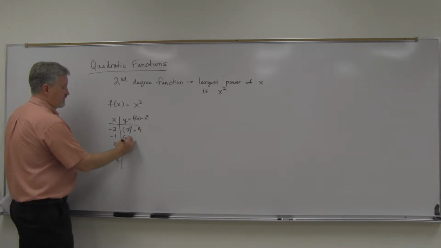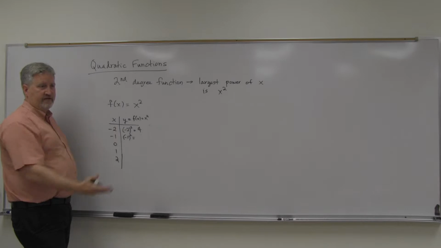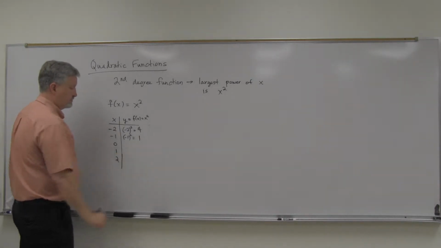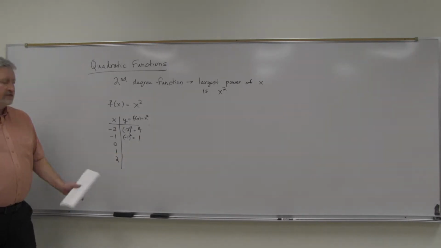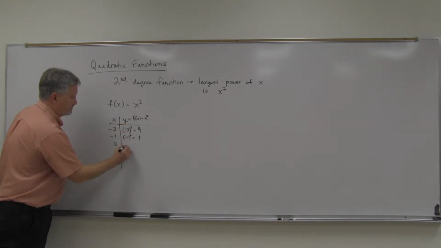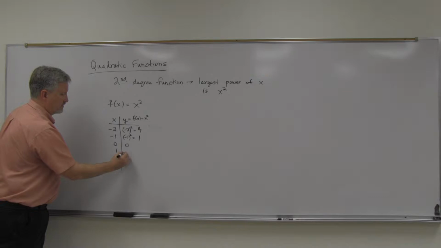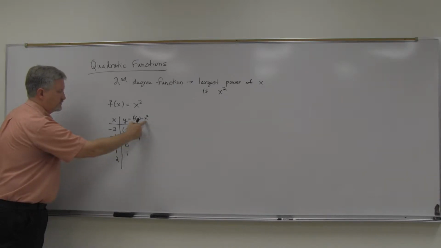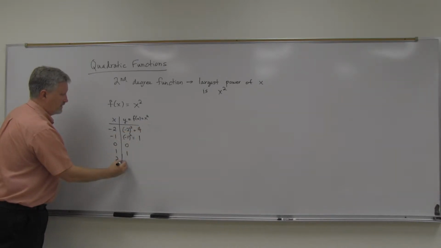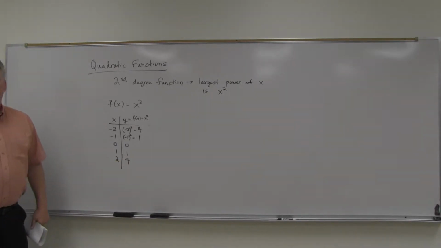Same thing for -1: -1 squared, -1 times -1 is +1. So it turns those into positives. And then, of course, the others are fairly easy. 0 squared is 0. 1 squared is 1. And 2 squared is 4. Is everybody okay with that? Everybody see where those came from?